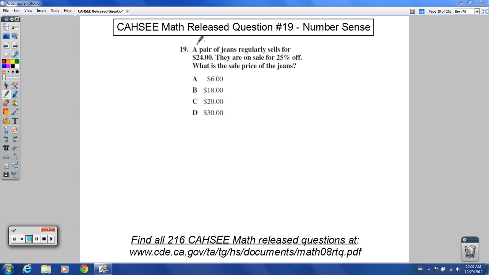Hello everybody and welcome to release question number 19 for Cahsee Math. It says this: a pair of jeans regularly sells for $24. They're on sale for 25% off. What is the sale price of the jeans?